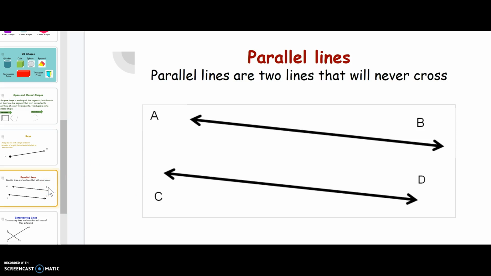Then we have what looks like a ray. These are called parallel lines. And these are two lines that will never cross. They run in both directions, indefinitely, on and on and on, side by side, like friends, okay? They kind of stick together, but they never cross one another, okay? So they remain parallel, side by side.